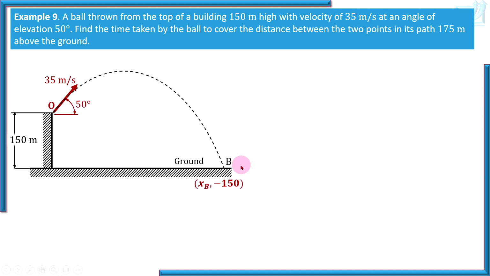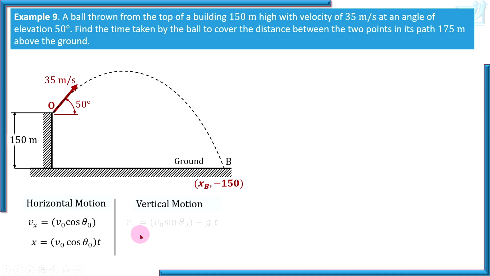If motion starts and ends at the same level, then use the range and time of flight formulas. But here, are you going to use the equation of path? No, time is involved, so don't use the equation of path. Then what? Equations of motion. So write the equations of motion. These are the 4 equations of motion we are going to use. Here V0 is 35 and theta 0 is 50.